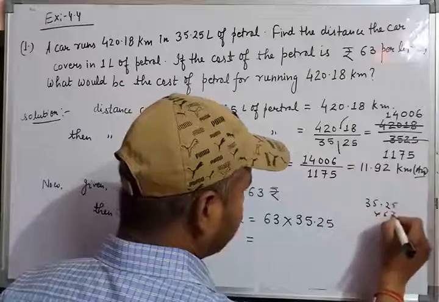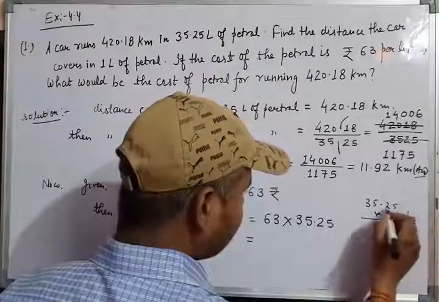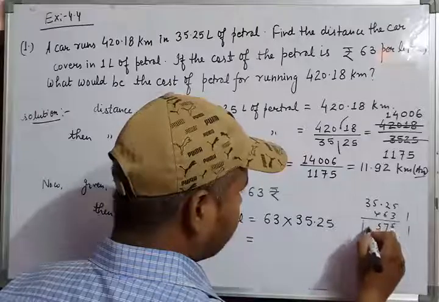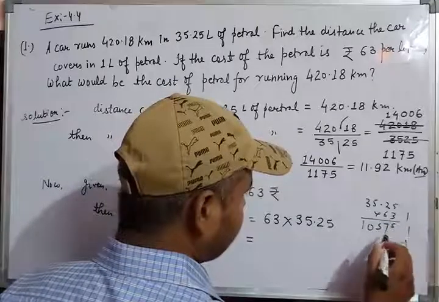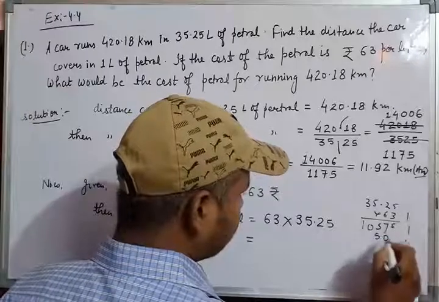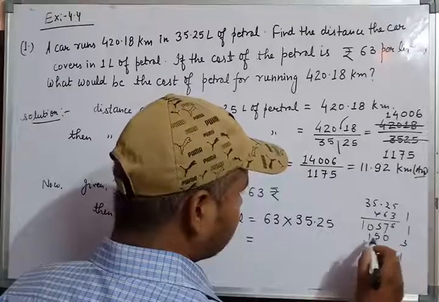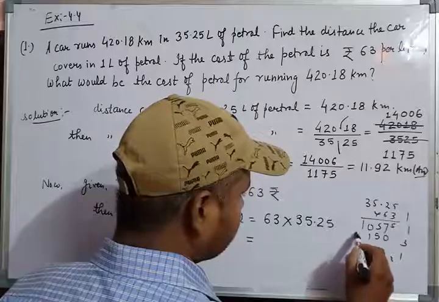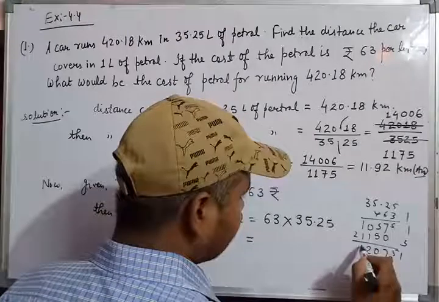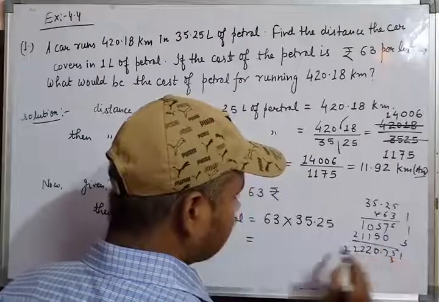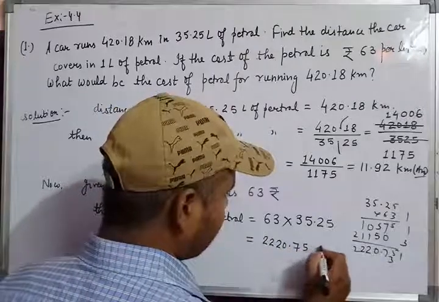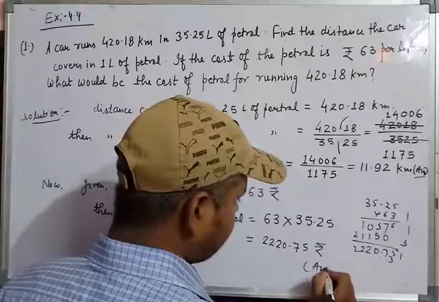35.25 into 63. 3 into 5 is 15, 3 into 2 is 6 and 7 is 13... the answer is 2220.75 rupees. This is the second answer.